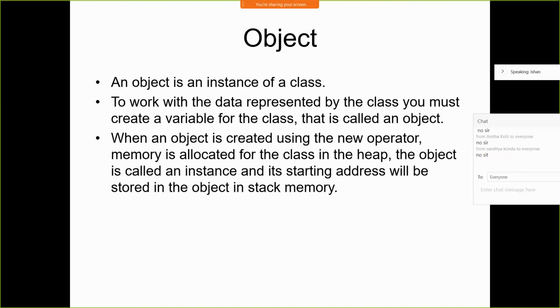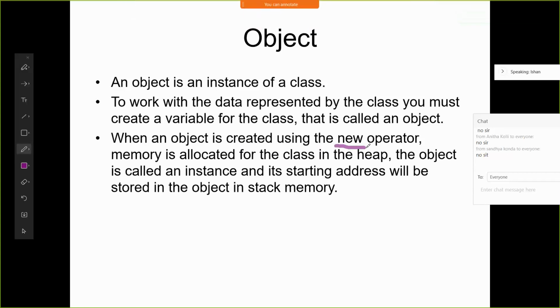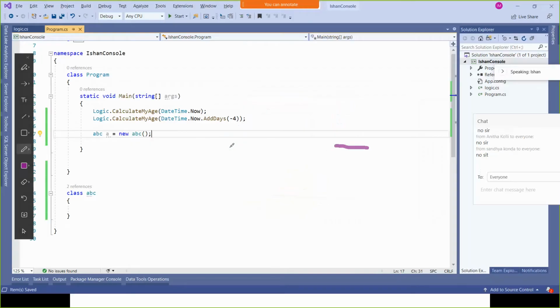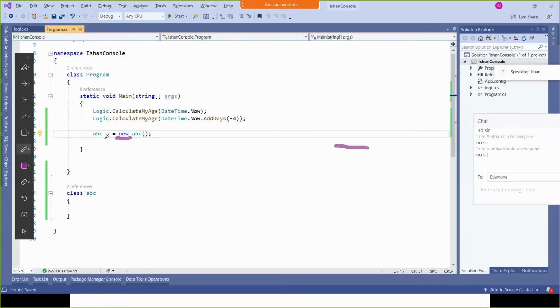Then this is the new thing that you need to learn. When an object is created using the new operator, this is actually a keyword known as an operator, one that initializes new things. So when an object is created with the new operator, memory is allocated for the class in the heap memory. Then the object is called an instance. Like here, A is known as an instance.